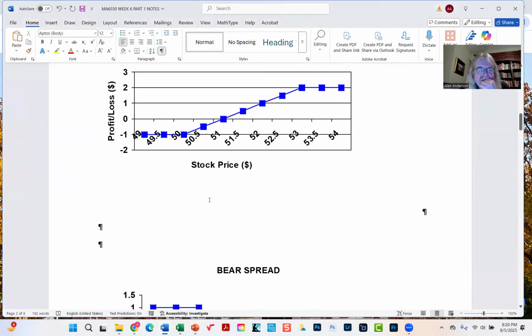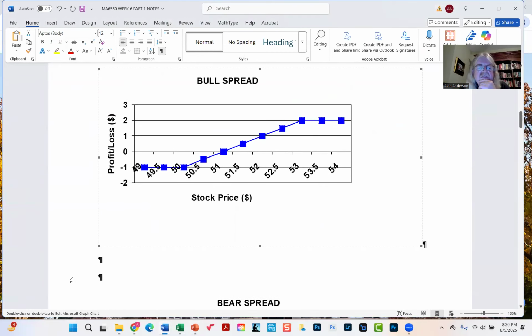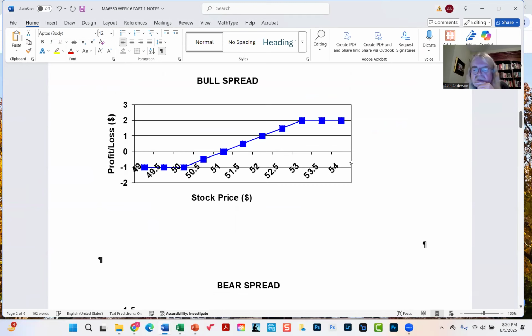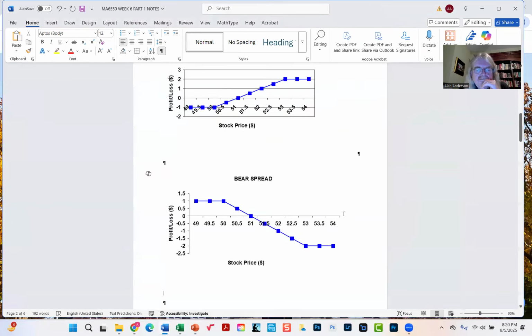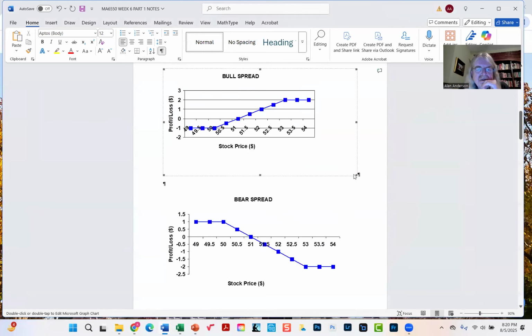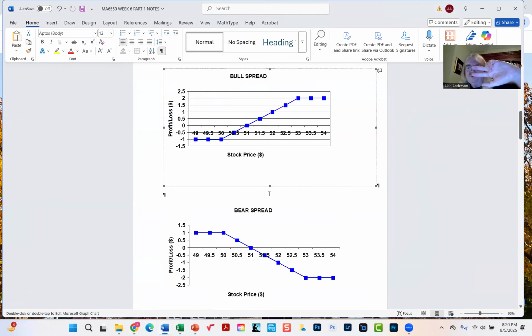All right, you can kind of see them together. See if I can shrink up this page. All right, that's not too bad. But you should be able to visualize that what you've effectively done is taken the bull spread and flipped it upside down to turn it into a bear spread. And that's because we reversed the direction of the two options.